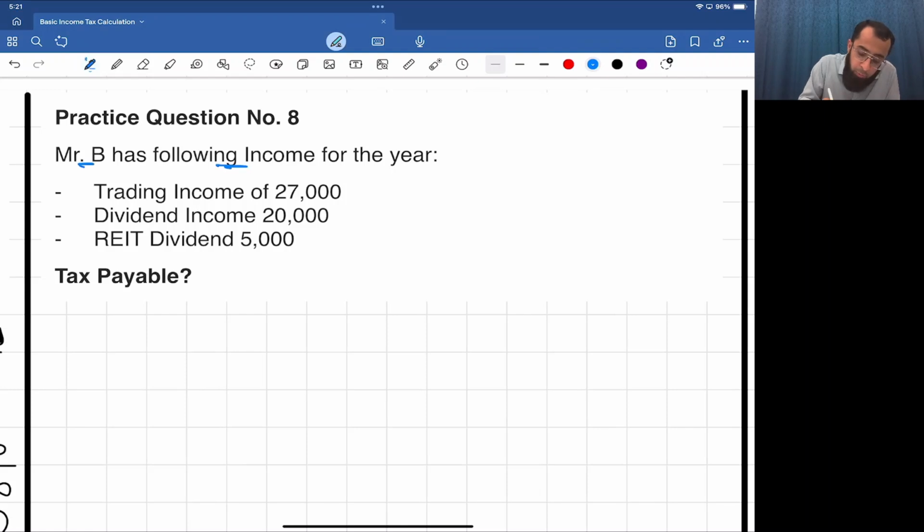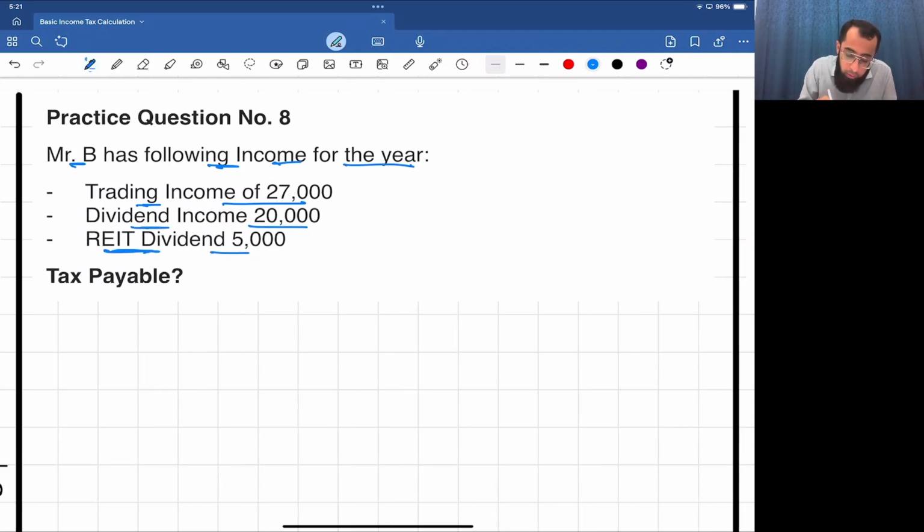Mr. B has following incomes for the year. Trading income 27,000. Dividend income 20,000. Real estate investment trust dividend 5,000. See, the dividend of real estate investment trust is not a normal dividend. It's a dividend from a mutual fund, which is from real estate market, so you tax it as a non-saving income.